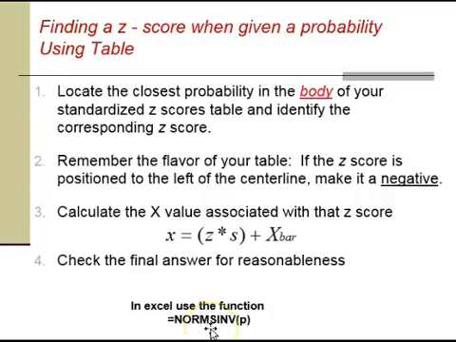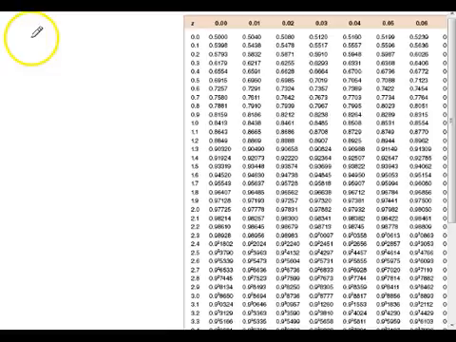Now what's nice is that there is a cheaty way to do this in Excel. To get the straight probability for a given z-score, we use the NORM.S.DIST function, but we can use the NORM.S.INV function and enter the probability that we're looking for, and it will return the z-score for us. It won't return the x value, but it will give us the z value so that we can then go in and calculate the x.